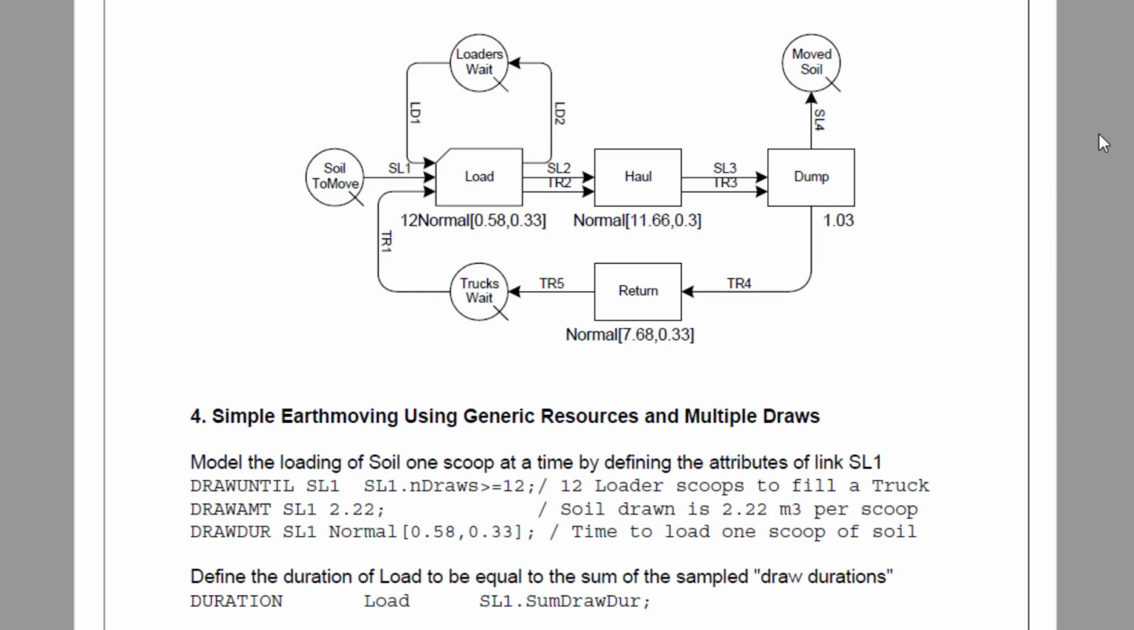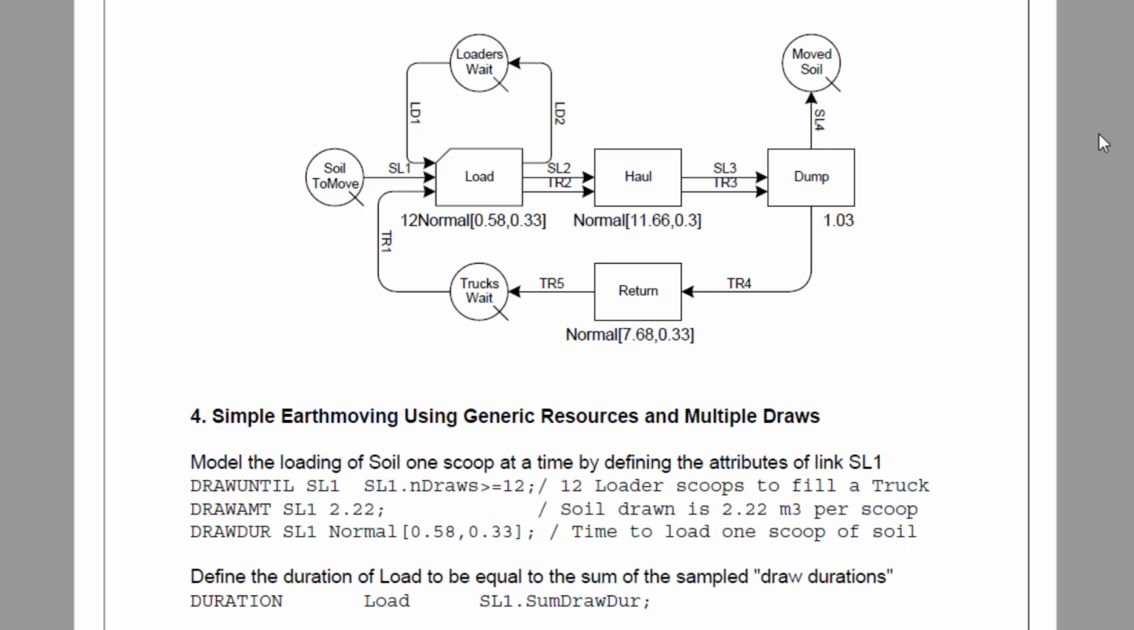The drawing process occurs one scoop at a time, so the link SL1 will draw from the soil to move Q 12 times, and each time it will draw 2.22 cubic meters. Every time it draws, it will also sample a random variable from the distribution normal 0.58, 0.33 that represents the time it took for that scoop of soil to be loaded into the truck.